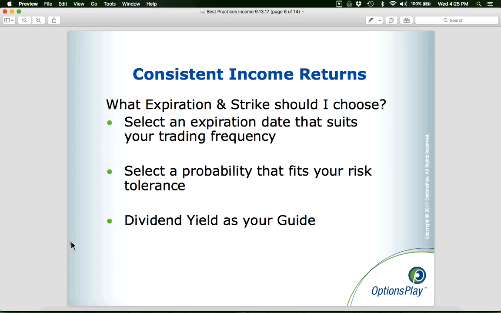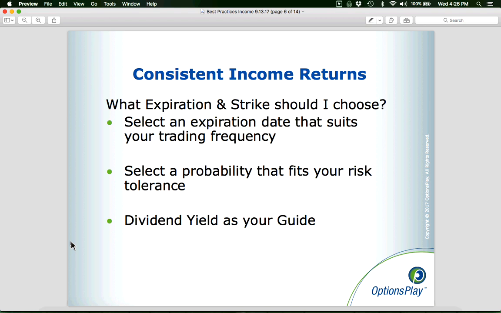is once you've selected your expiration date and strike price, you want to check to see if the returns of that covered call give you enough yield. And how do you determine whether something has enough yield? I like to use the dividend yield as my guide. So I usually like to at least beat the dividend yield on a covered call in order for it to be worth my while. What does that mean?